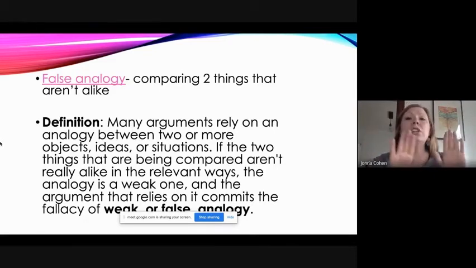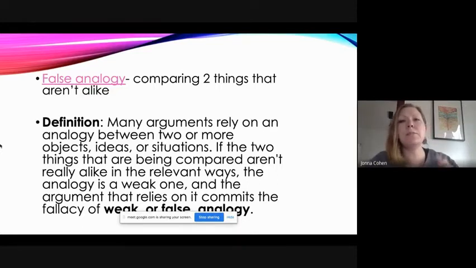So in an analogy, you'll always have 2 things being compared. But in a false analogy, the 2 things that are being compared are not alike. Here's another way of saying that. Many arguments rely on an analogy between 2 or more objects, situations, or ideas. If the 2 things that are being compared aren't really alike in relevant ways, the analogy is a weak one. And the argument that relies on it commits the fallacy of weak or false analogy.